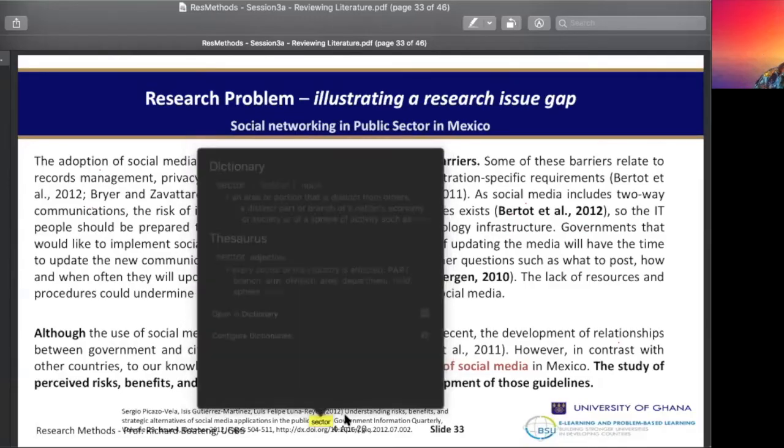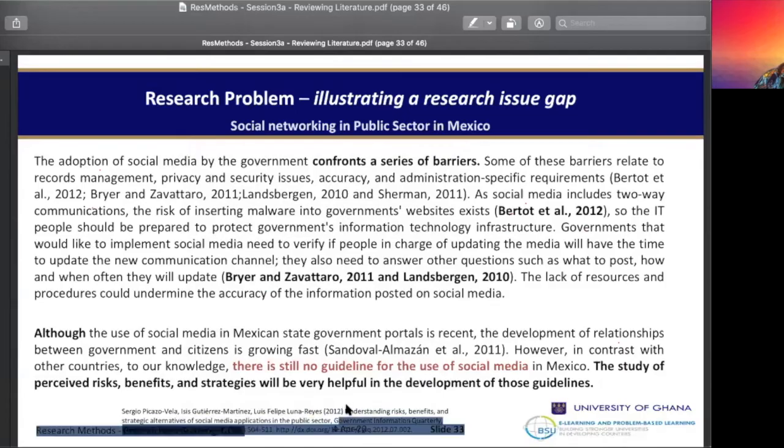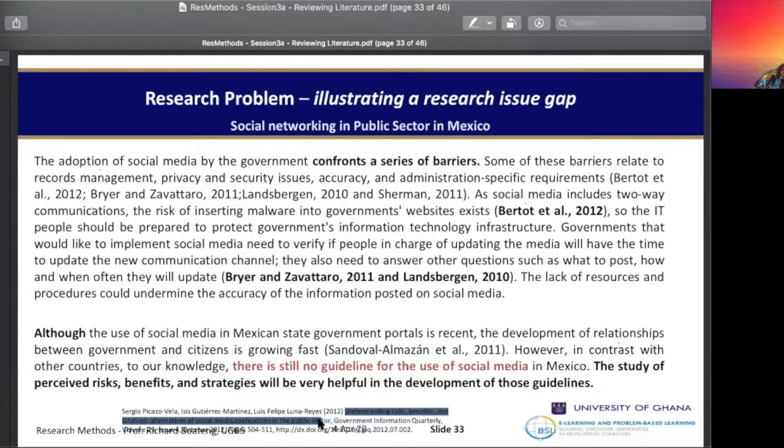Those of you who wonder where I was reading it from, the actual title is coming from the paper itself. So let me see if I can highlight it. Okay. So, understanding risk, benefits, and strategic alternatives of social media applications in the public sector. When I finish, we'll come back to the actual title.